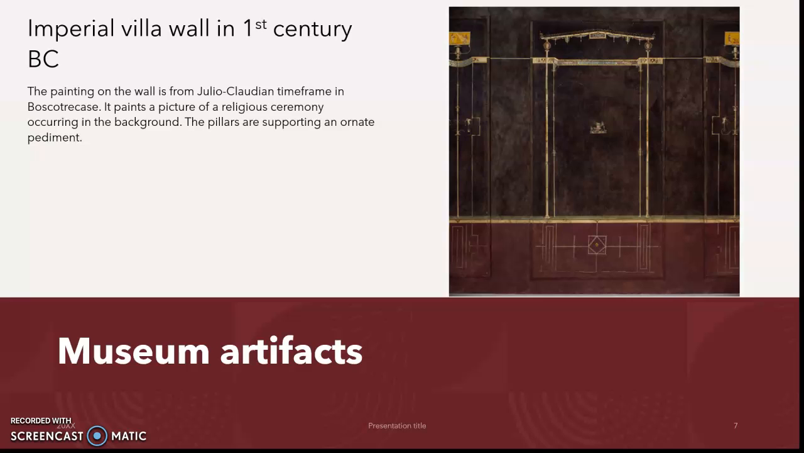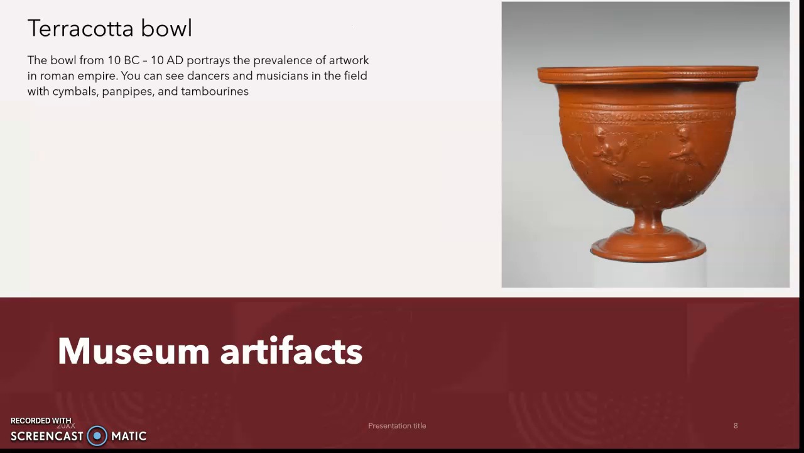Now I'll go over some of the artifacts that I thought would be important to portray, and I did a good blend of imperial art versus common folk art. This painting is mainly from the imperial villa, so it shows a kind of ceremonial take on it, and it also has some of the art at that time. It's a wall painting that creates that.